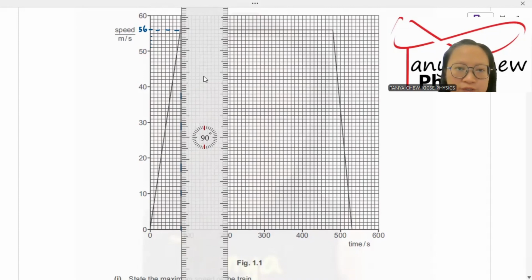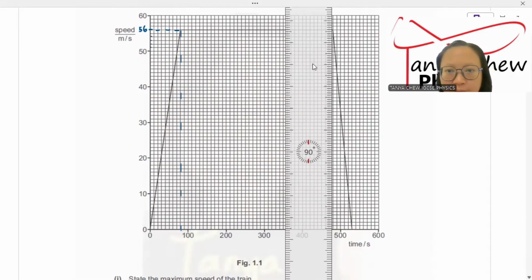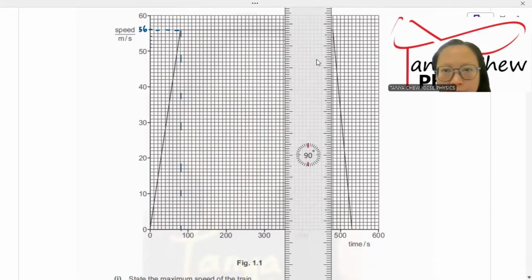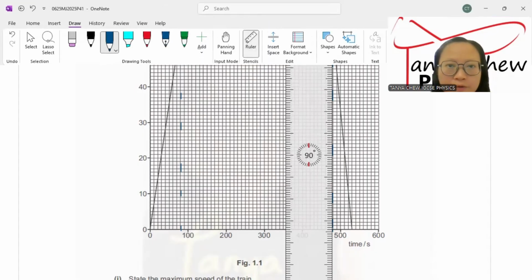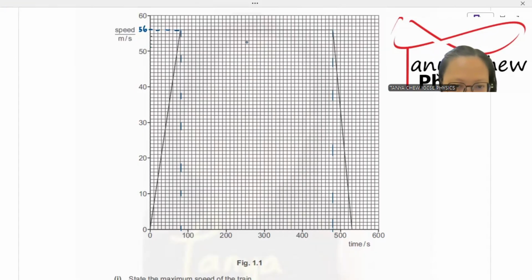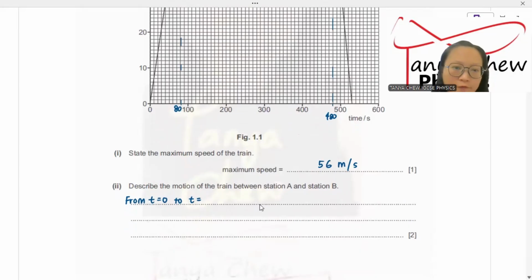So when the train reaches the maximum speed, this is a time. I also need to get this time right here. Now let me do it nicely, a bit closer. Because I have the value of the maximum speed, I just need the time to describe. Now I keep my ruler first. The time over here is 80 seconds. This is 480 seconds. So I'm going to talk about this first. From time equal to 0 to time equal to 80 seconds.